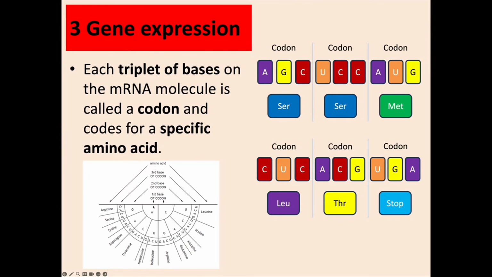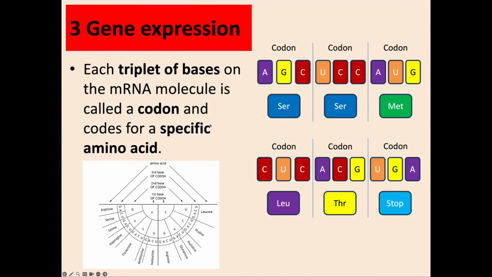So the way it usually works is we work from the inside out here. The first base of the codon, let's look at our first one there, that's A, would be here. Then the second letter of the codon, G, would be over here. And the third letter of our codon here is C, and that would be right here. And then that matches up with the amino acid serine, or SER for short.